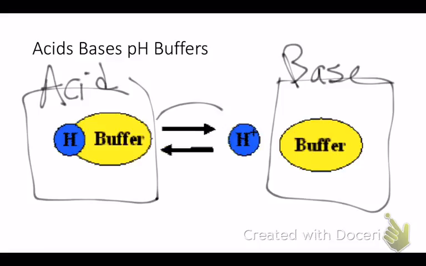If you see the double-headed arrow, then that means it's reversible. It'll go either way, which means it's just as likely to give it up as it is to take it, which makes it a good buffer.